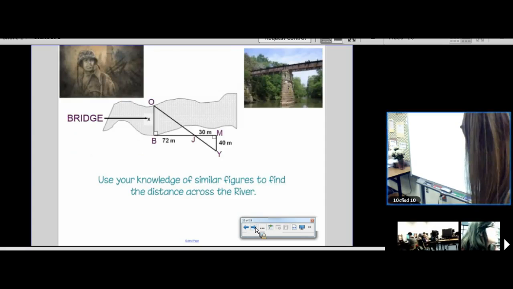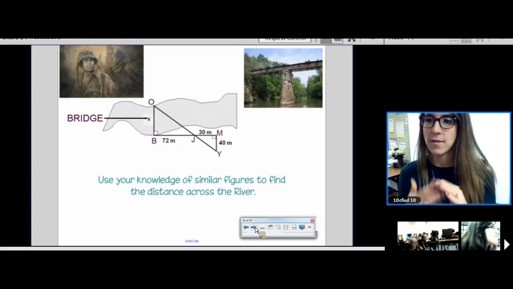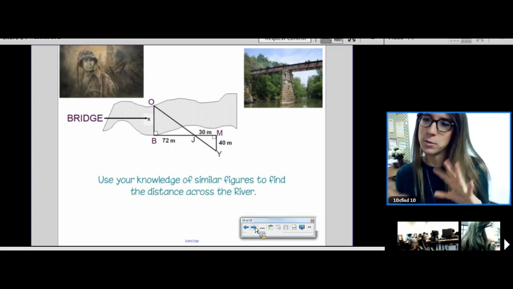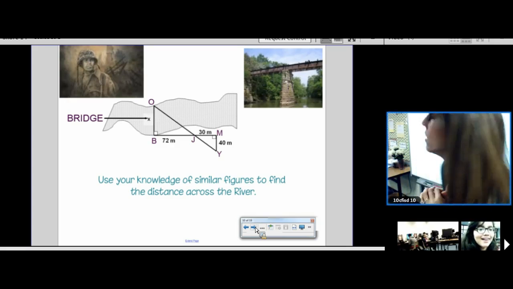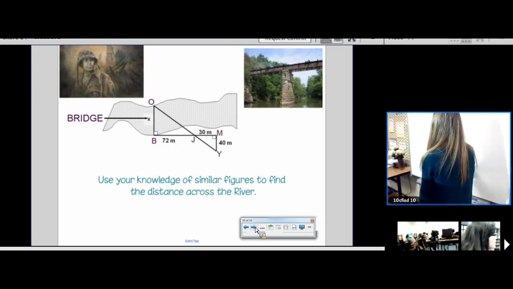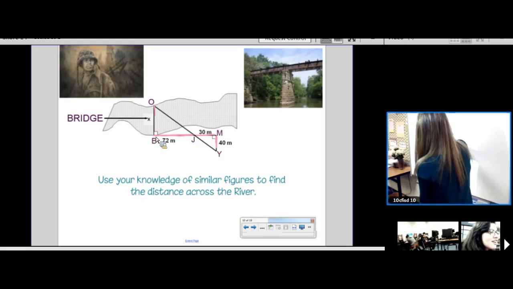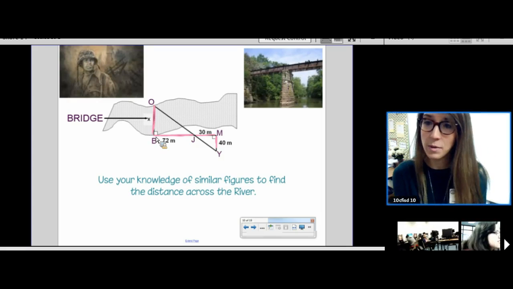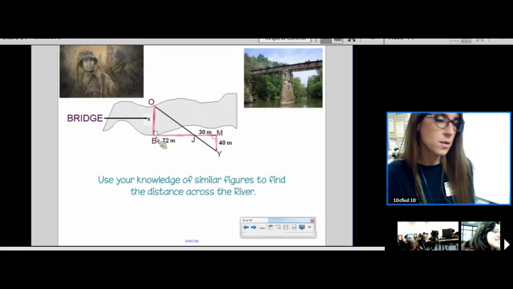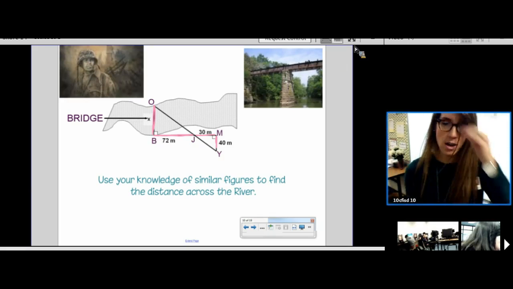All right, so I know you've already seen problems like this in your worksheet, but now we understand why we were drawing those rivers and those triangles in your worksheet. The combat engineer could measure 72. He could measure that by foot. He could measure this by foot. He could measure this by foot. What he can't measure by foot as easily would be that distance across the river. So by using those similar triangles, he could find that distance without ever touching the river.